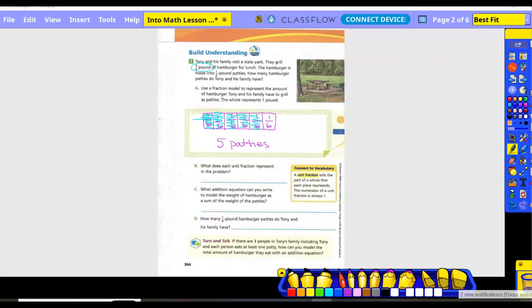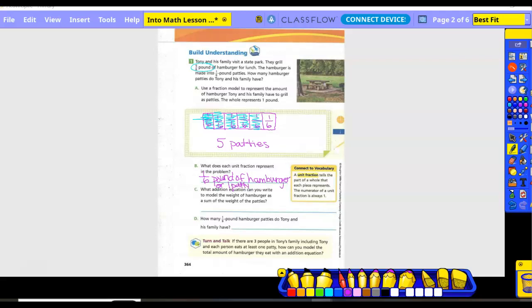Okay, so letter B, what does each unit fraction represent in the problem? A unit fraction tells the part of a whole that each piece represents. The numerator of a unit fraction is always 1. Okay, so what was our unit fraction? 1/6, right? Okay, so it represents 1/6 pound of what? Of hamburger, correct? Or 1 patty.